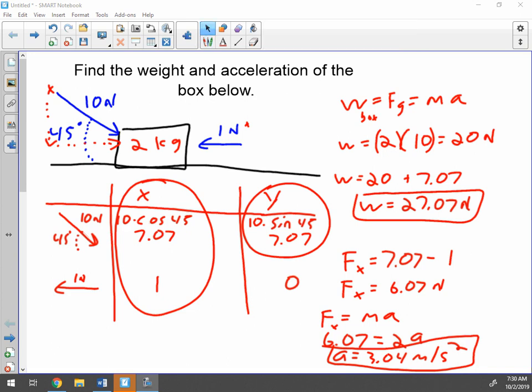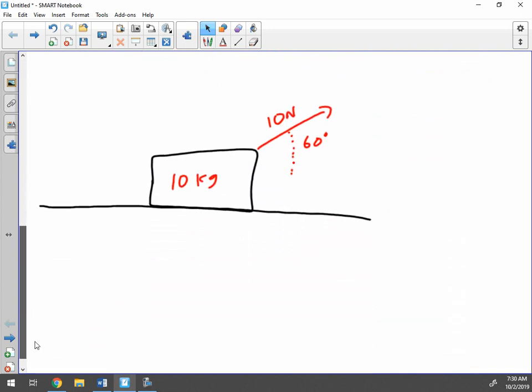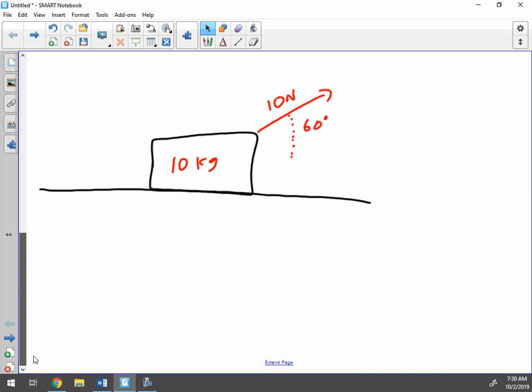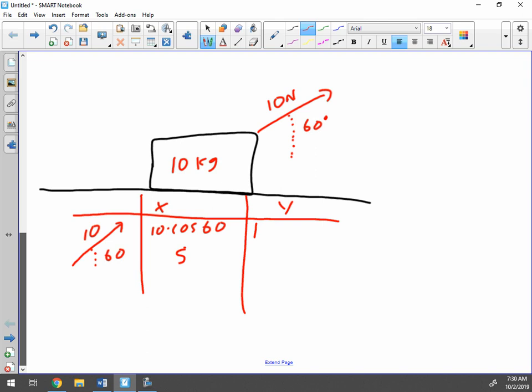I'm going to show you one more example. The other example is this one. It's going to start off the same way. We're going to break this 10 newton vector into x and y components. So the x component, of course, would be 10 times cosine of 60, which is 5. And then we have 10 times sine of 60, which is 8.66.